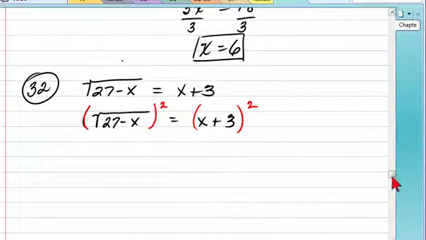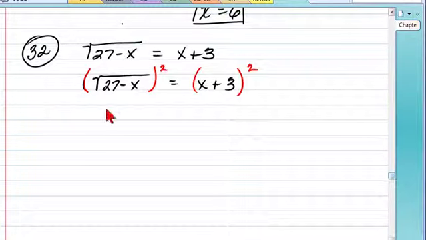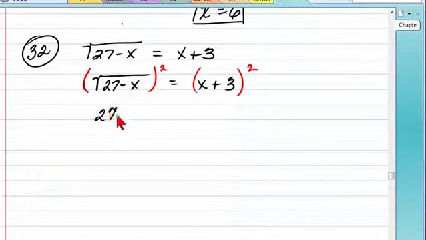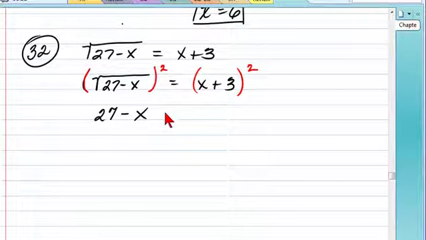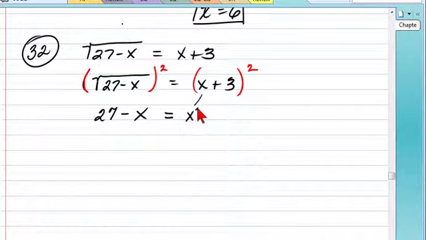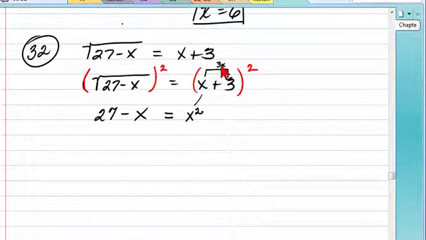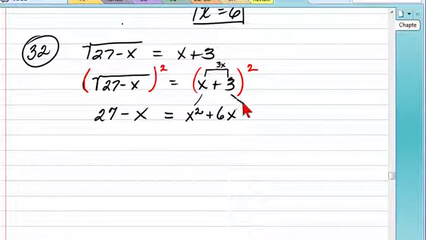On the left side, what happens when I square a square root? It just pops out as 27 minus x, equal sign. Now, the right-hand side you're going to want to be very careful with. I don't know how comfortable you feel about squaring a binomial. I'll remind you. Square the first for x squared. Multiply those for 3x, but then double that because it represents both the inner and the outer product for 6x. Square the last one for plus 9.